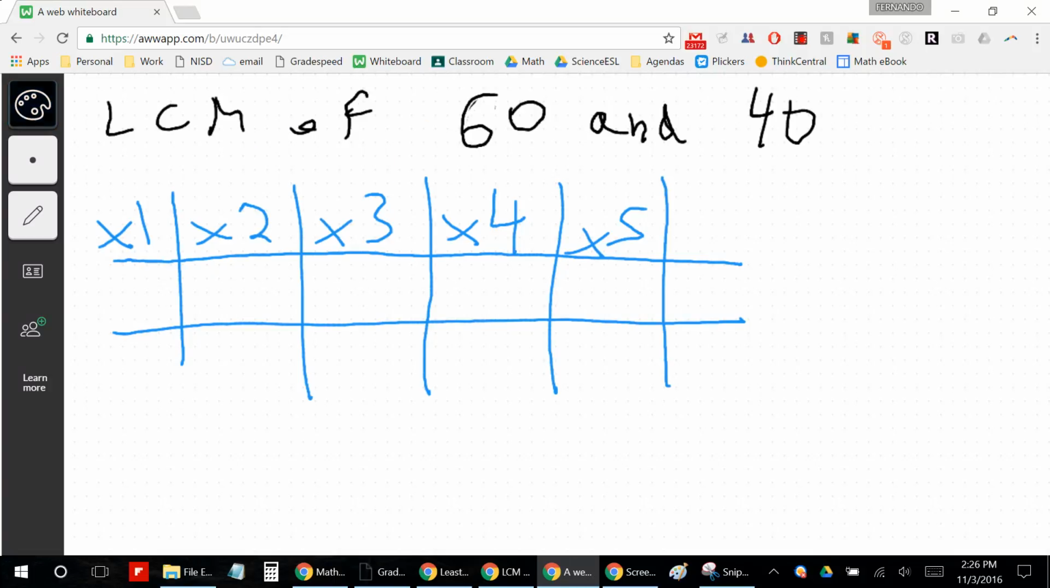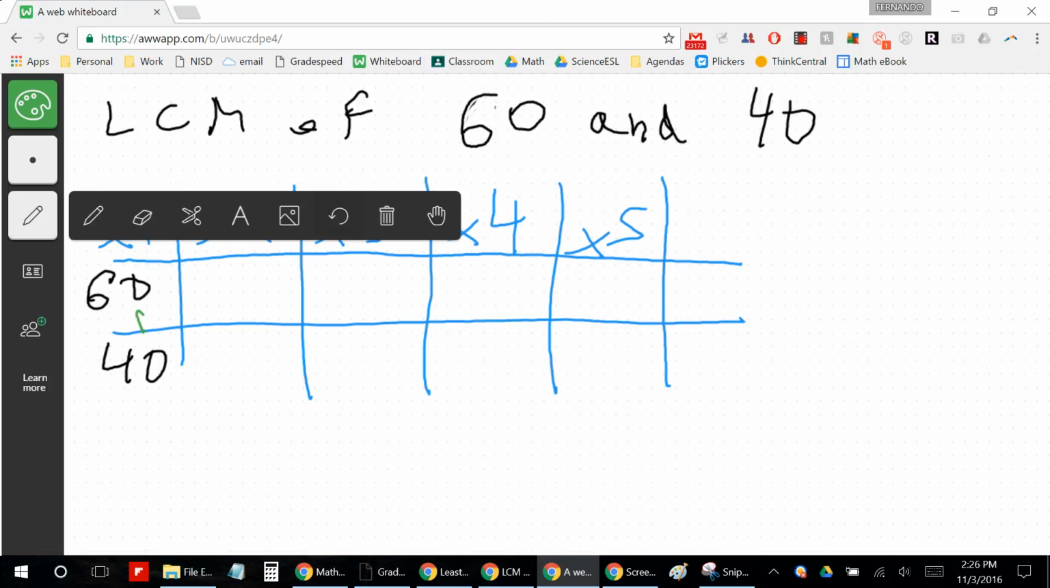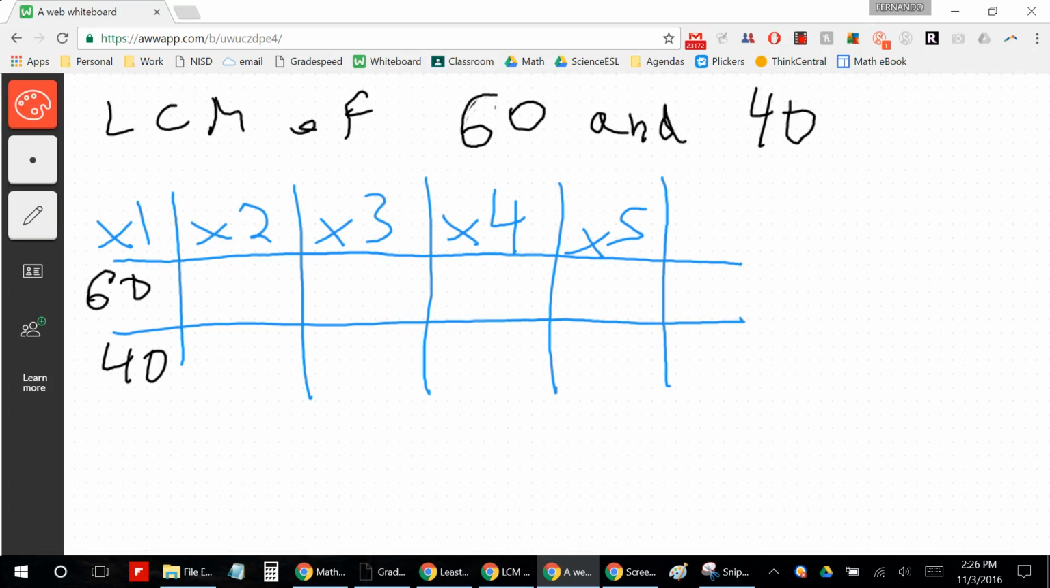Now, what we're going to be doing is starting with the numbers themselves, 60 and 40. To go to the next one, remember, you're going to be adding 60 over here. Oh, sorry, what color did I use? Red, I think. Okay, let's go back and do the red so I don't confuse you. So 60 plus 60, plus 60, plus 60, plus 60, plus 60. And here, we're going to do plus 40, plus 40, plus 40, plus 40.